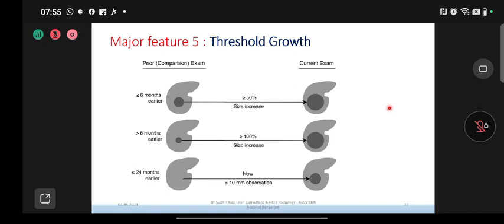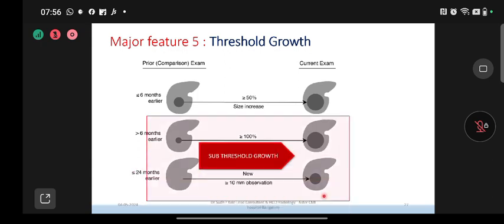And there are a few other things which were earlier taken as interval growth, like more than 6 months with more than 100% increase, or a new observation in less than 24 months. In the current LI-RADS version, these are taken as sub-threshold growth criteria. So these are considered ancillary features, but not a major feature.